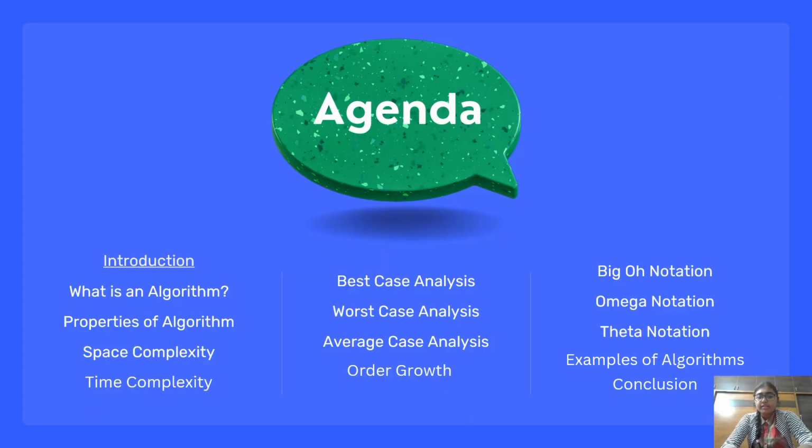Agenda. Introduction. What is an algorithm? Properties of algorithm. Space complexity. Time complexity. Best case analysis. Worst case analysis. Average case analysis. Order of growth. Big O notation. Omega notation. Theta notation. Examples of algorithms. Conclusion.